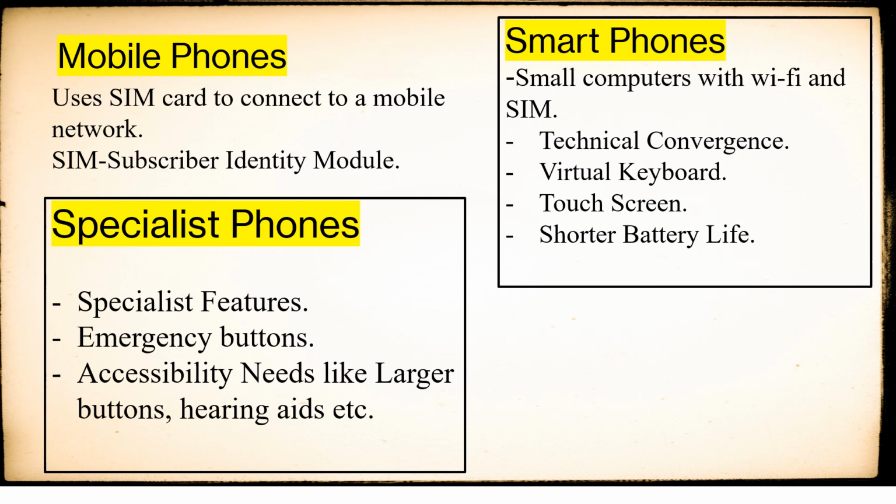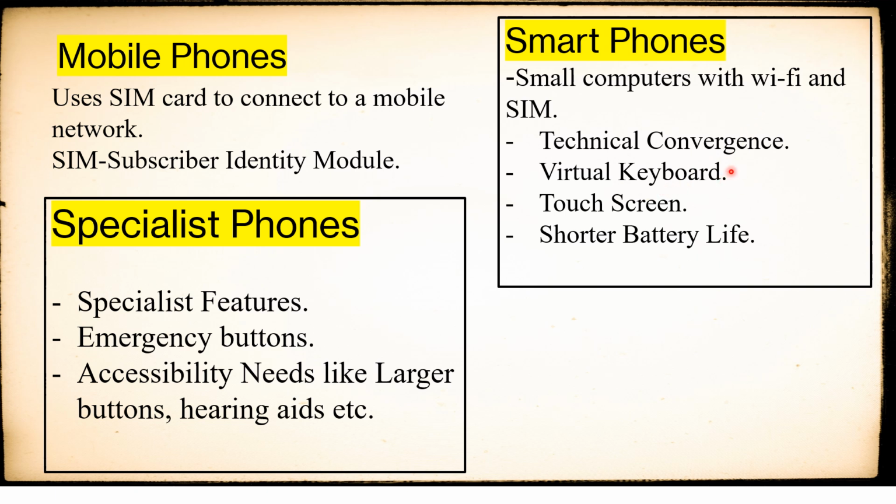Another version of mobile phones is the smartphone. It has internet connectivity with Wi-Fi and a SIM. Now, smartphones are a good example of technical convergence. Technical convergence means a device has the features of another device. Basically, a smartphone has the features of a camera, radio, recorder, all those things.